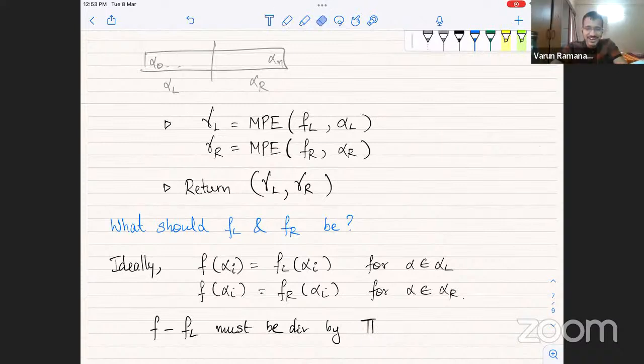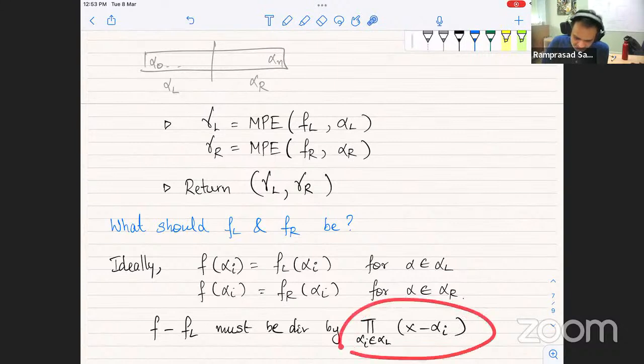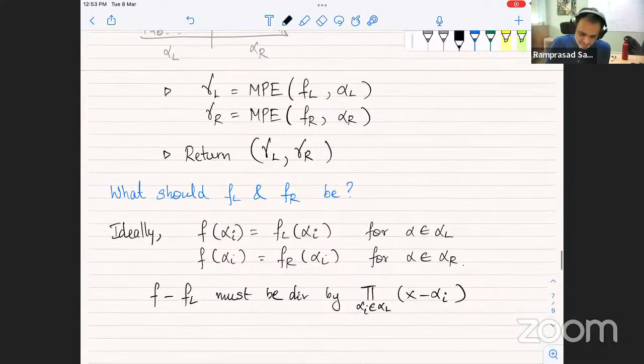Is that why you wrote ideally? I mean, actually, okay, I didn't intend to write it that way, but if alpha I is in alpha L and you look at this product, then I would like this to divide this thing, which basically means whenever I substitute X equal to any of the alphas on the left hand side, then I want these two to evaluate to the same value, which means I want this to be equal to 0. So this is another way of saying that I want F to be equal to FL mod this thing.